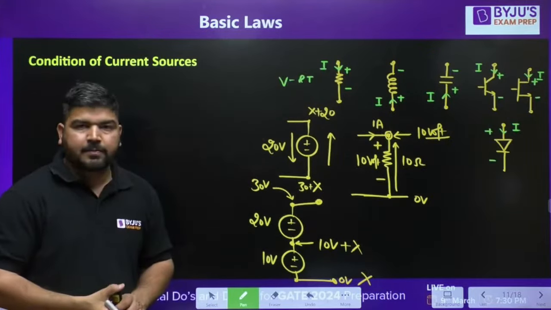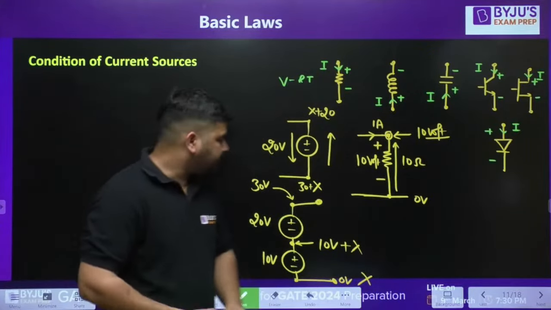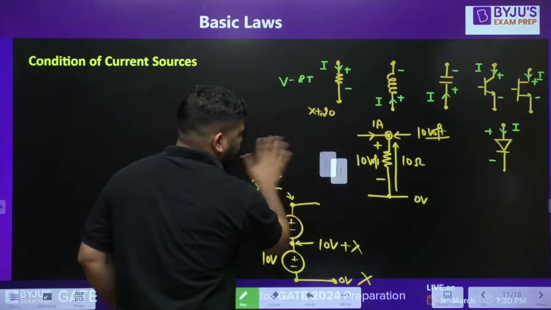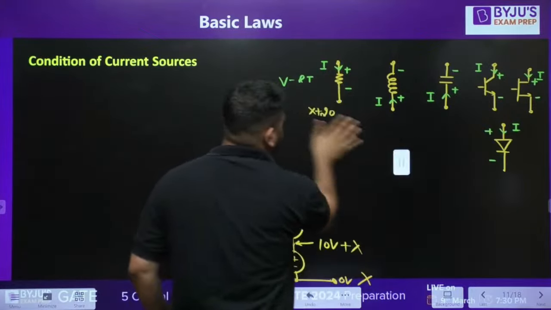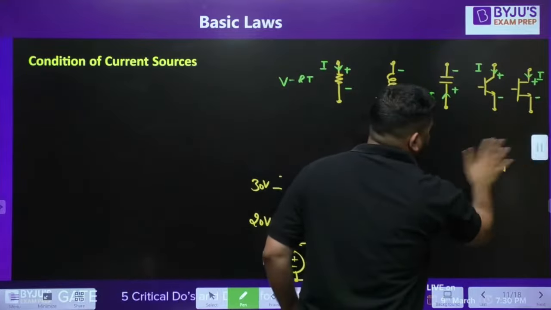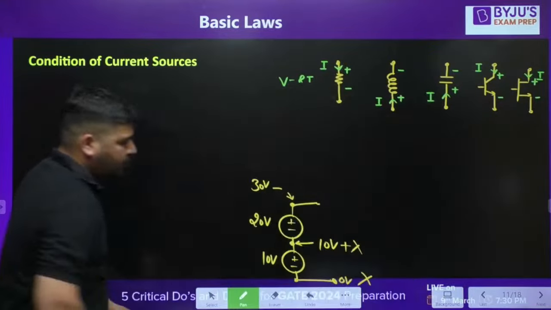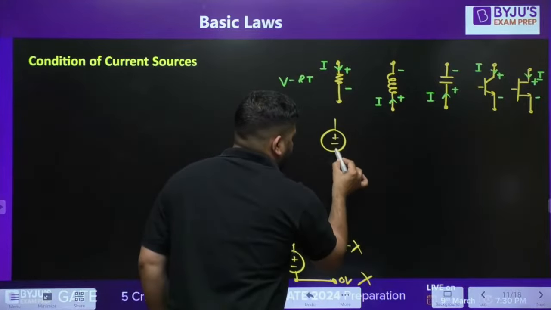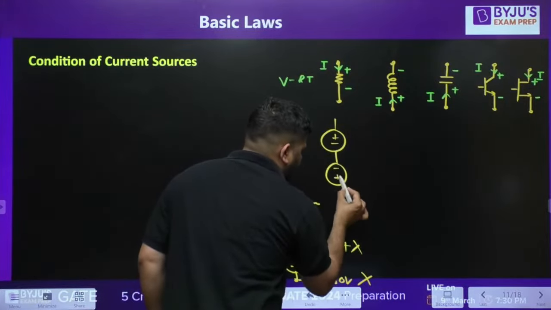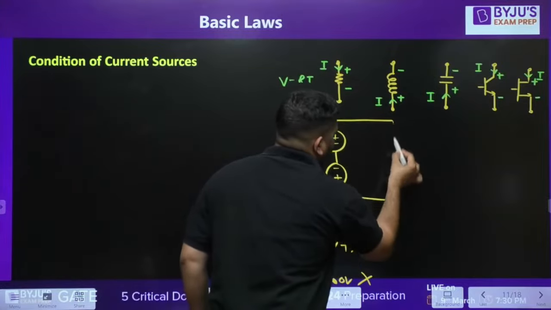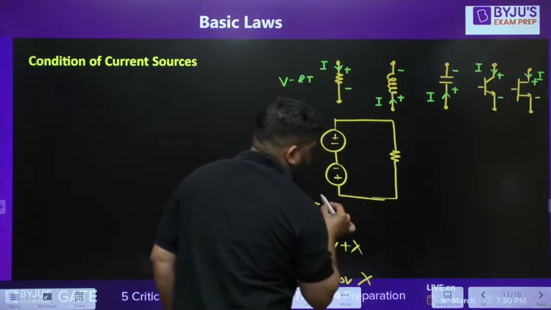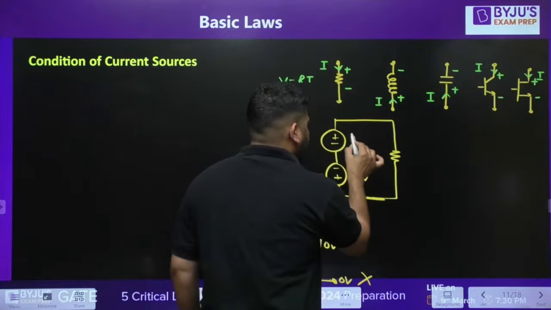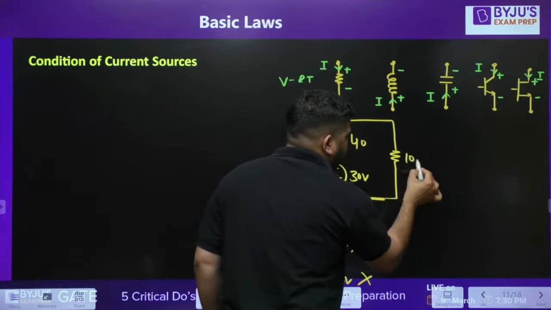I hope it is clear, guys. Now, let me tell you one more important point. You have to be careful in those points. Let's say you have sources like this and you have a resistance like this. Let's say this is 30 volt and this is 40 volt and this is 10 ohm.